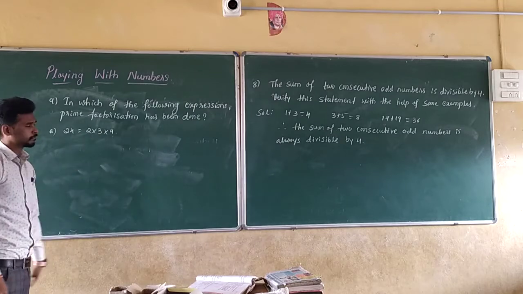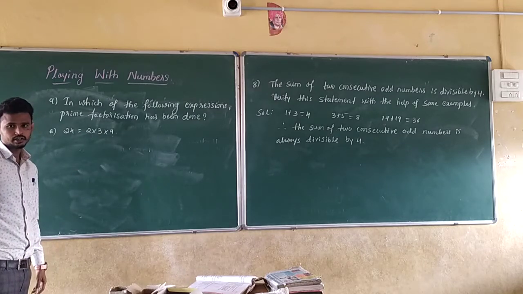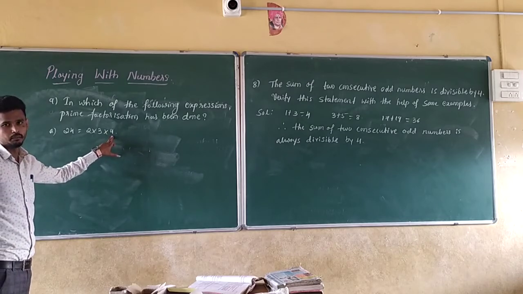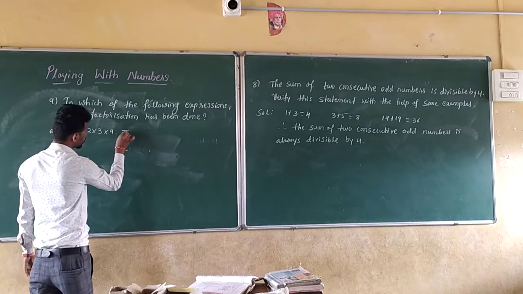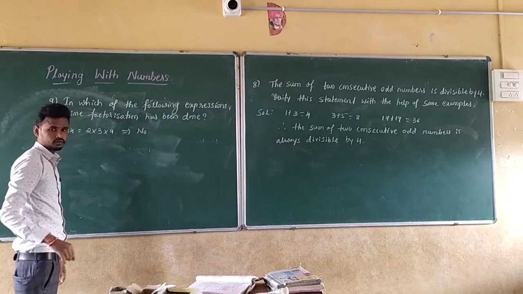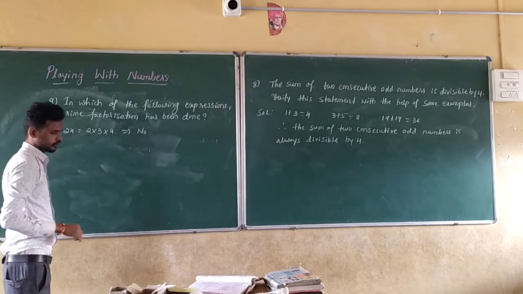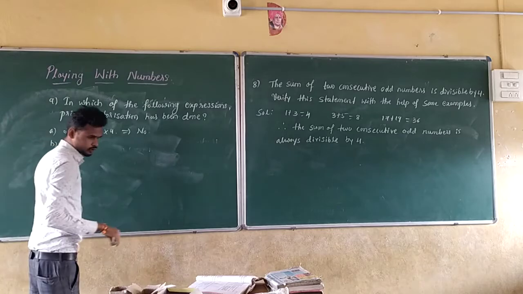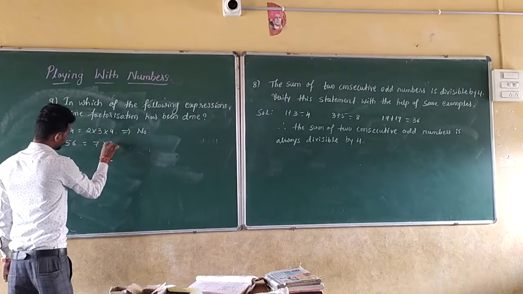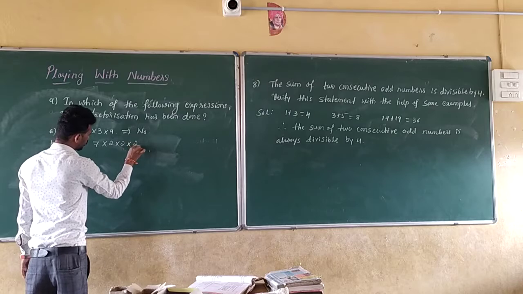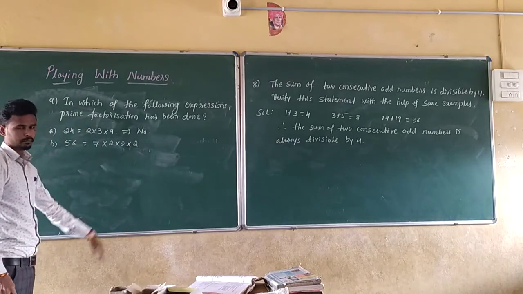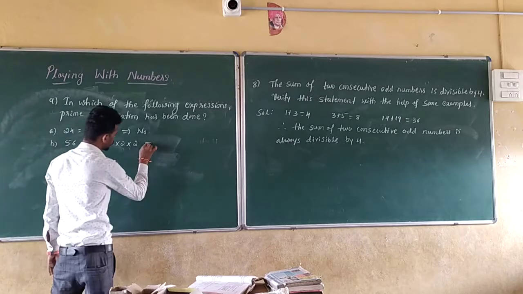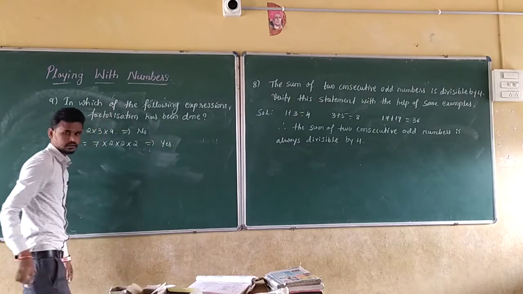Is that a product of prime factors? No, because 4 is not a prime number. Hence, no. Next, the second one, 56, which equals 7 into 2 into 2 into 2. Is that a product of prime factors? Yes, because 7 and 2 are prime numbers. So the second one is yes.